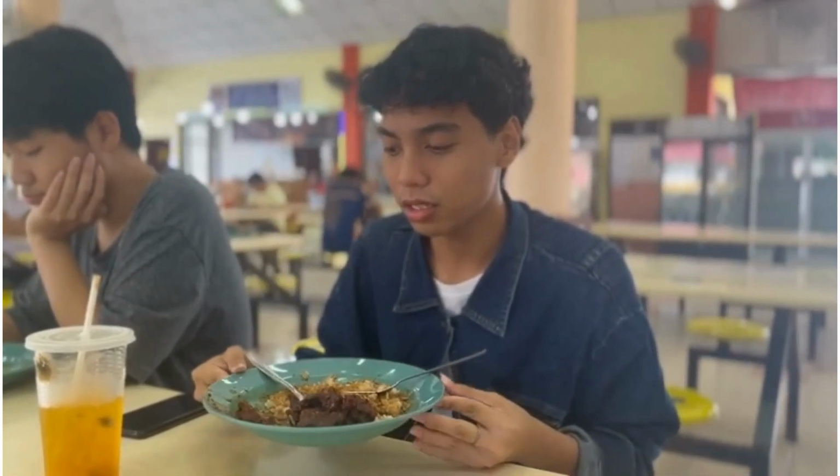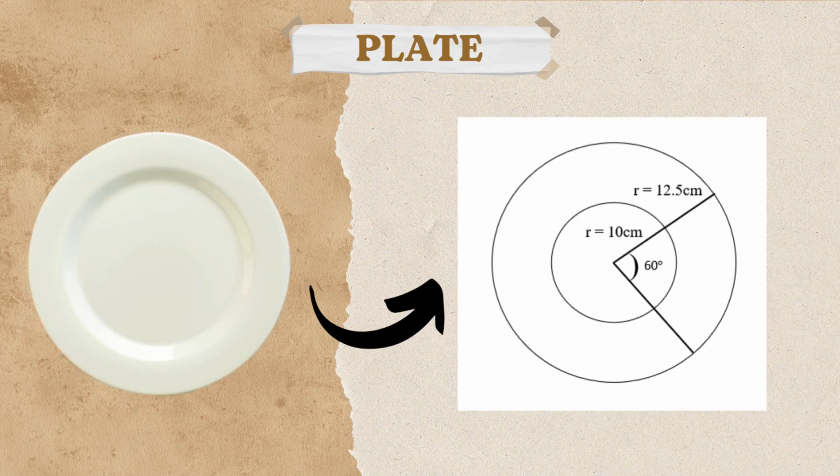Hmm, I have noticed this shape is a circle. I wonder what its circumference and area are. Oh, I know this. For starters, let's find its circumference.